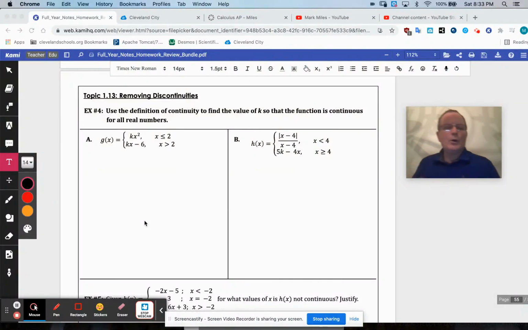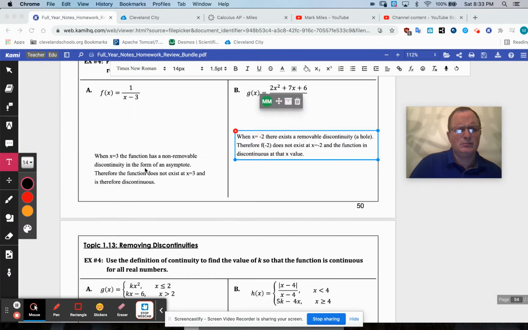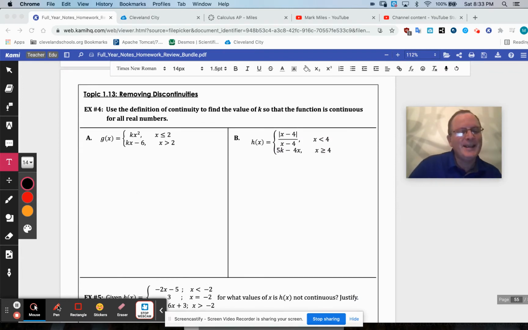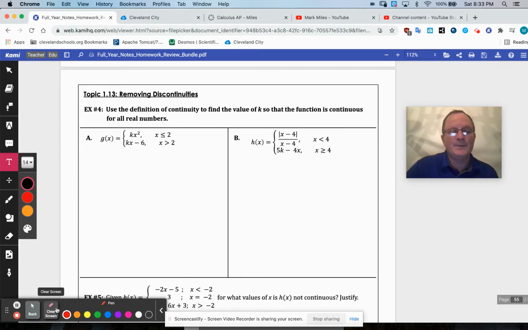Okay, so example 4B. Example 4B is going to be some problems that you're very likely to see on the AP exam. This is a very popular situation. And here's the thing, they want you to find a value of k that would make the function continuous.